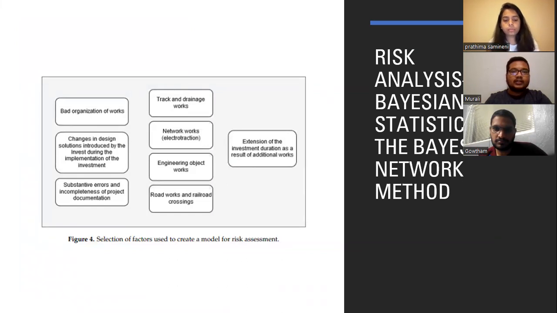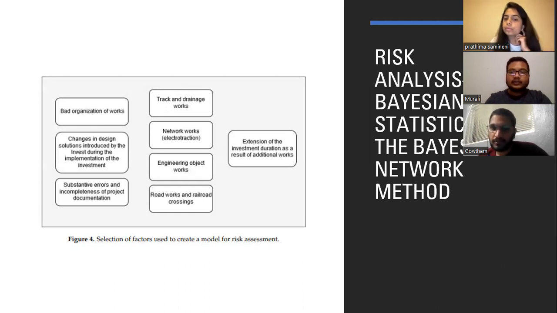Now we are going to discuss risk analysis, Bayesian statistics, and the Bayes network method. The selection of factors used to build the proposed risk assessment model is presented in figure 4. These are the factors used to create the model for risk assessment. The factors include bad organization of works, changes in design, substantive errors and incompleteness, and the remaining ones which are explained.